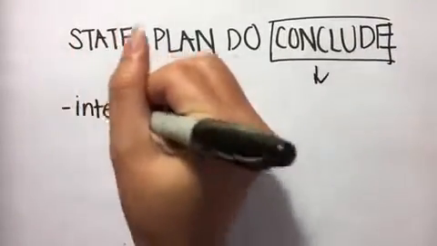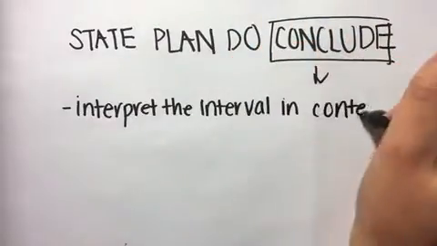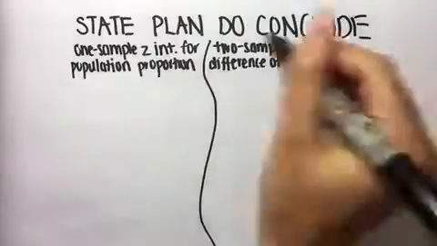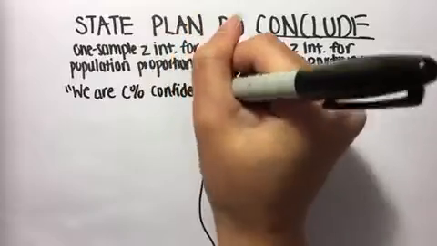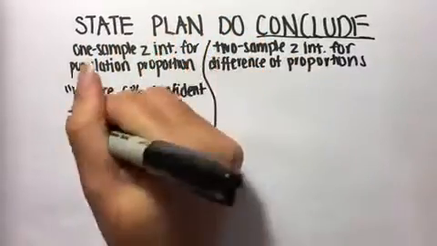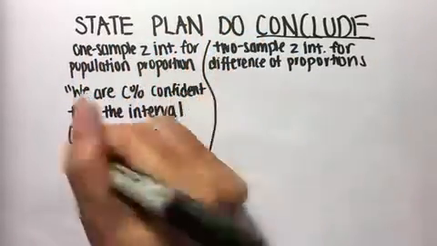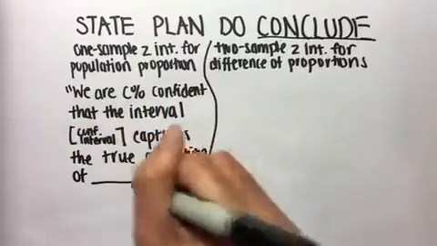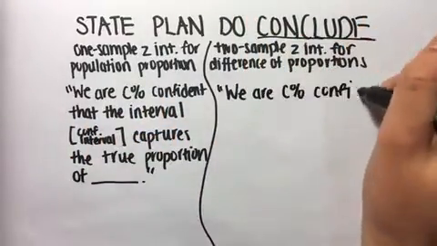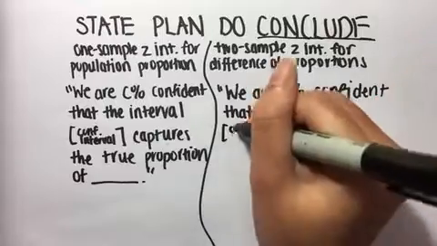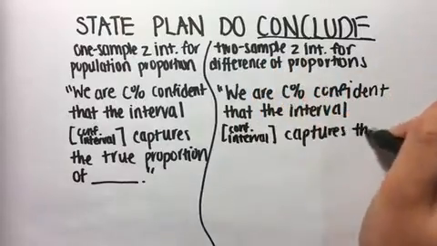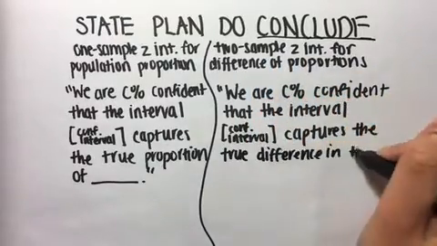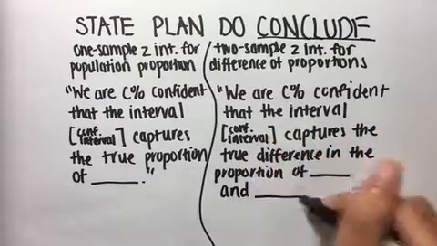For the final section, the conclude section, interpret the interval in the context of the situation. For the one sample z-interval, the conclusion would be we are C% confident that the interval blank to blank captures the true proportion of whatever the context is. And for the two sample z-interval, the conclusion would be we are C% confident that the interval blank to blank captures the true difference in the proportion of what P1 represents in context and what P2 represents in context.